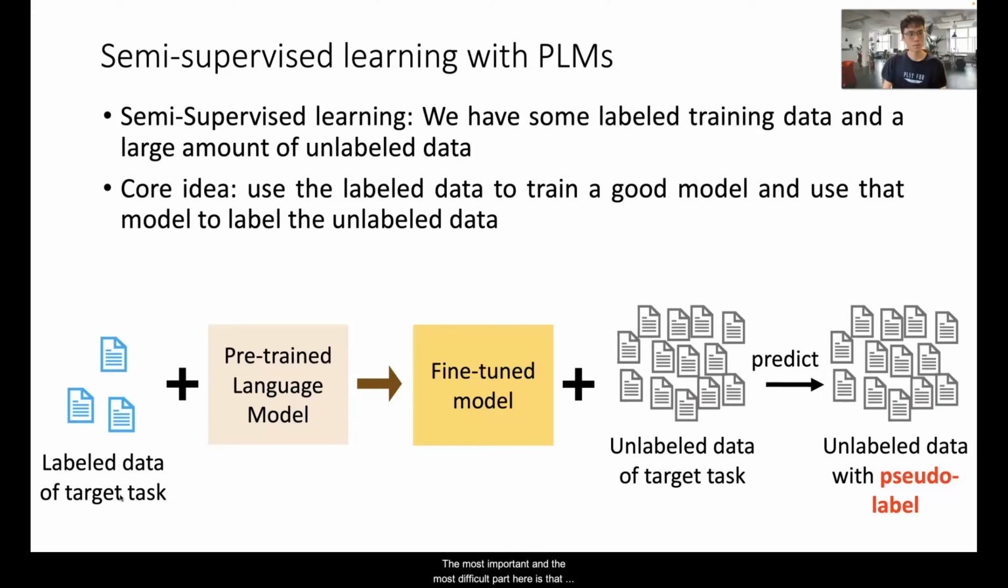The most important and the most difficult part here is that we need to guarantee that the quality of the pseudo-labels is good enough. So we have to train a decent model using a limited number of labeled data.